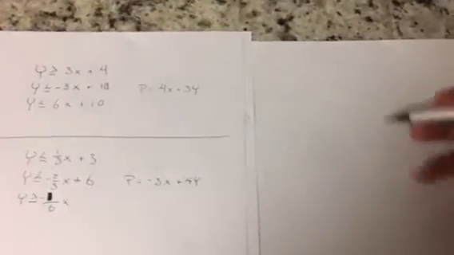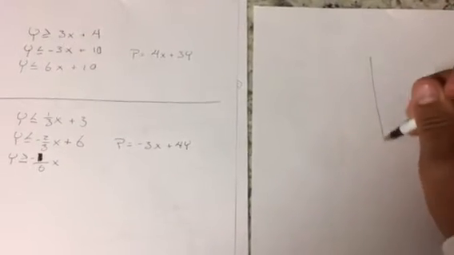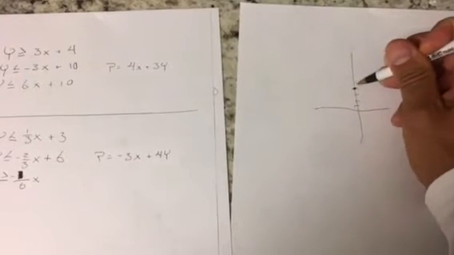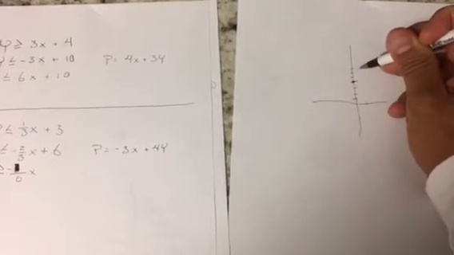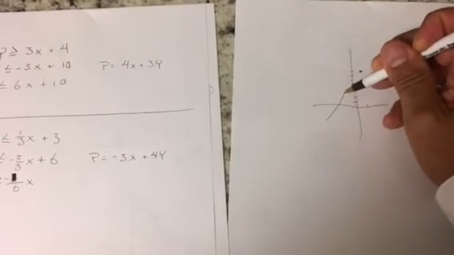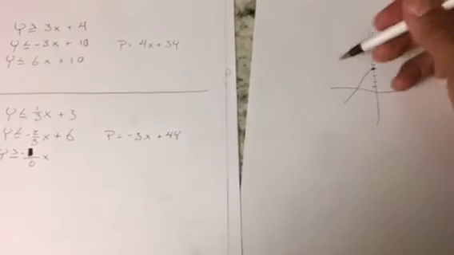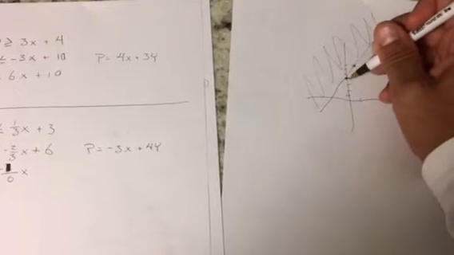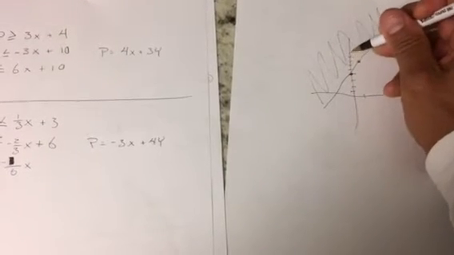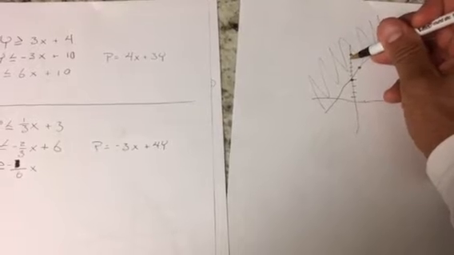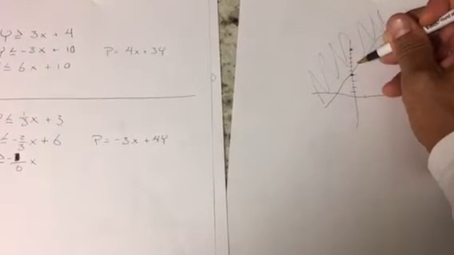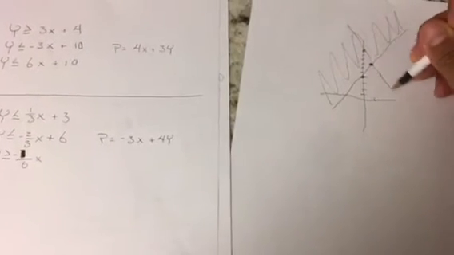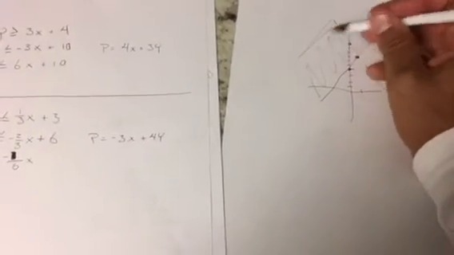So I'm going to graph these just like I would before. On the first graph, I have an x-intercept of 4 and a slope of 3. So I'm going to go up 3 and over 1. It's or equals to, so it gives me a solid line. And it says greater than, so I shade above. The second one has a y-intercept of 10 and a slope of -3, so I'm going to go down 3 and to the right 1. It has or equals to, so it's got a solid line. It says less than, so I'm going to shade down.